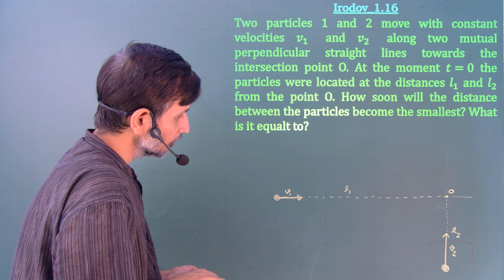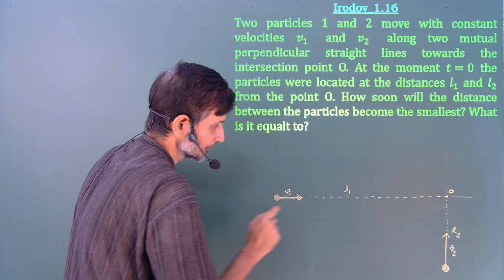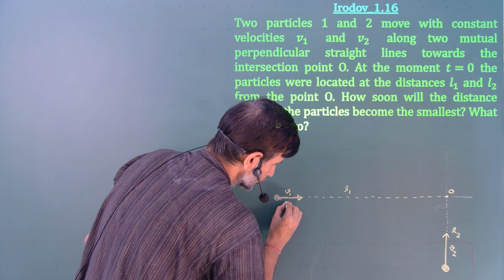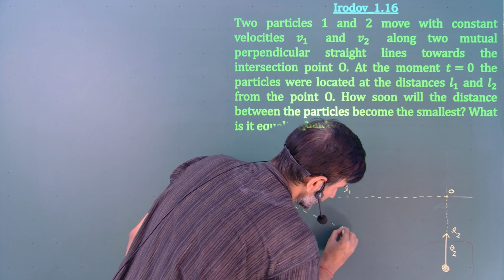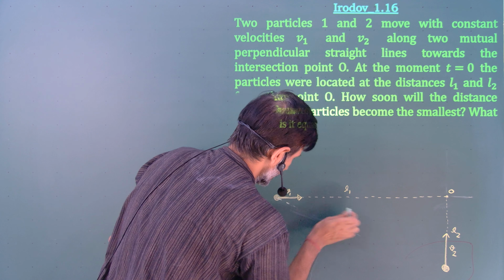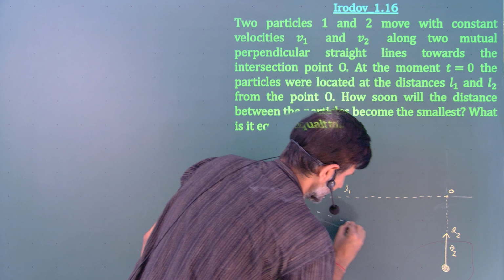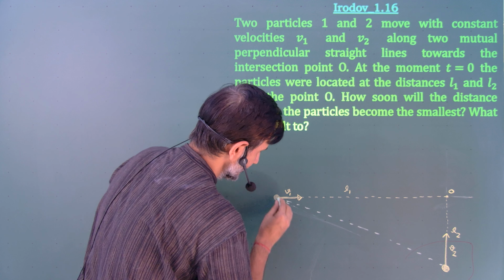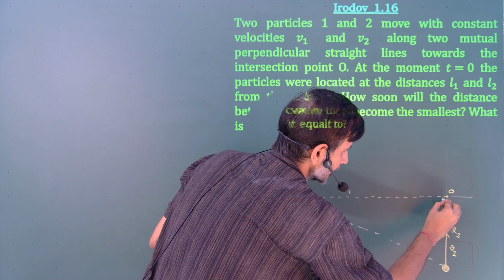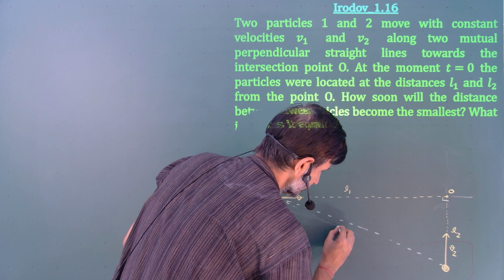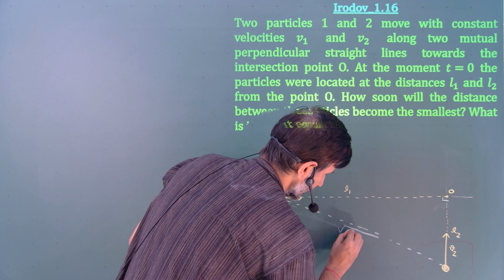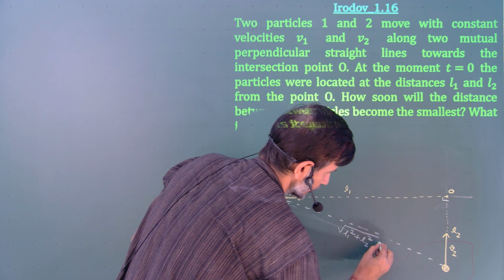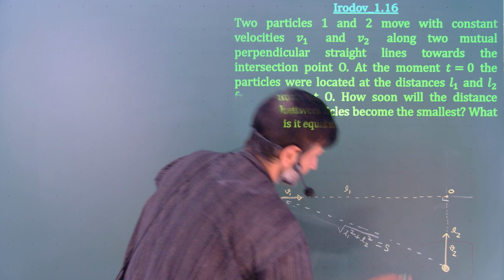Initially this distance is L1 and this distance is L2. So I connect these two particles by a straight line like this. This angle is 90 degrees. This is L1, this is L2. So this distance is under root L1 square plus L2 square. Let me call this distance S.